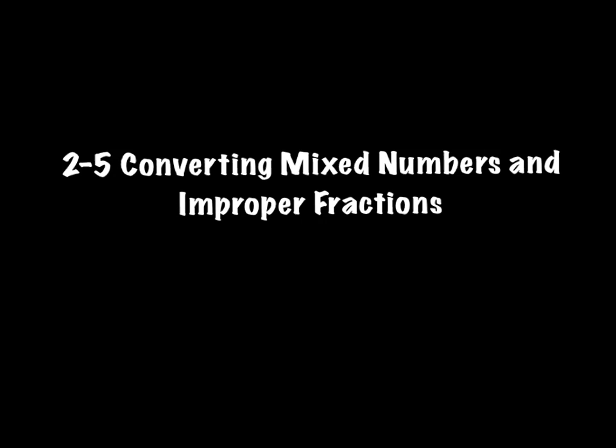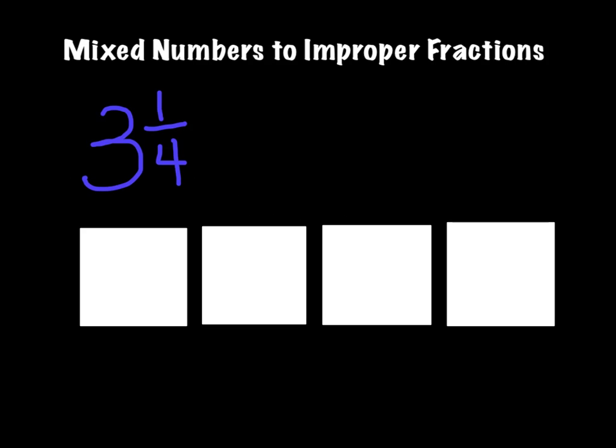Section 2.5 is on converting mixed numbers and improper fractions. Oftentimes with fractions, it's best to remember what fractions even mean. The most important thing to remember is that the denominator means the number of equal parts. So 3 1/4 means that whatever it is that you have, it's all divided into 4 equal parts.